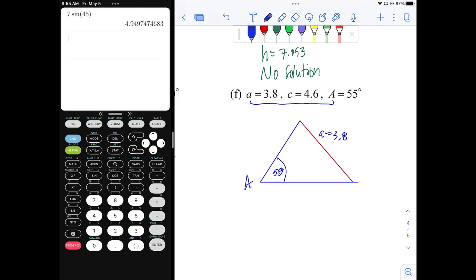Oh, yeah. It's supposed to be 55. I can't even read my own writing. It looked like an 8, and I read it as an 8. Thank you. 55, 3.8. And the other side is C, which is 4.6.